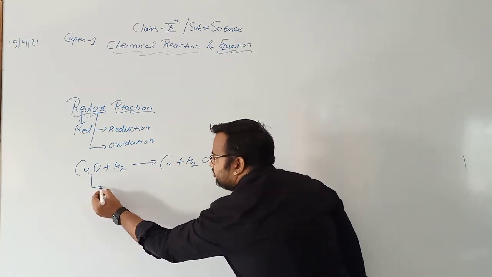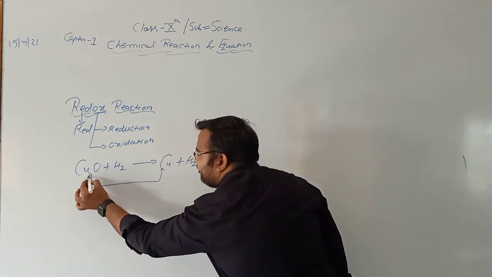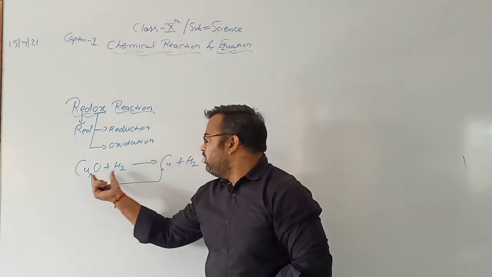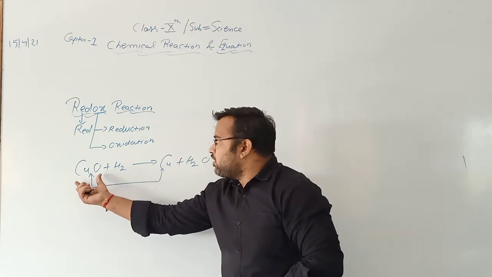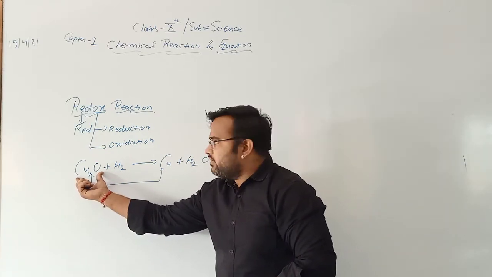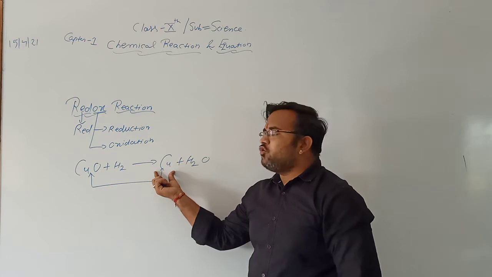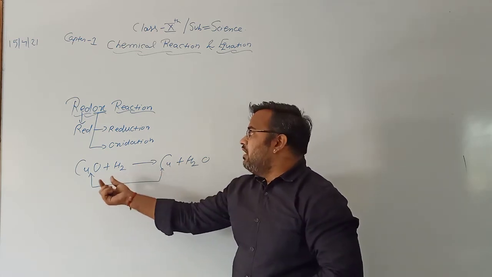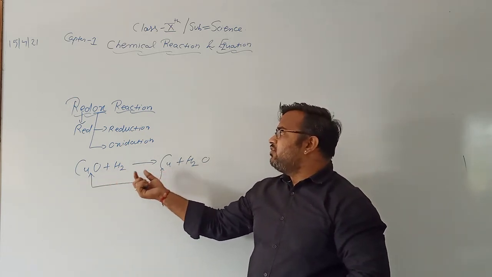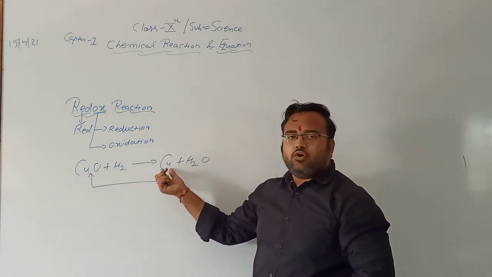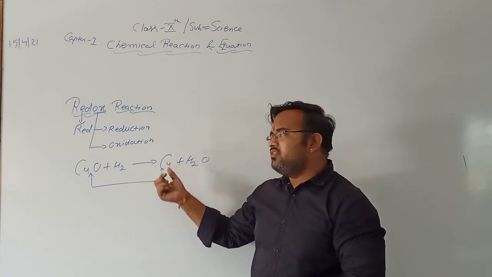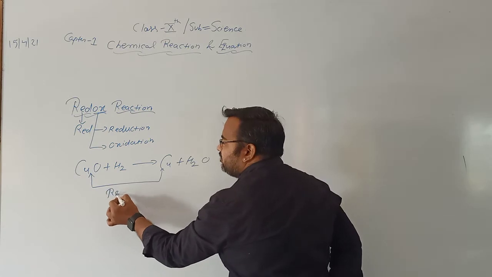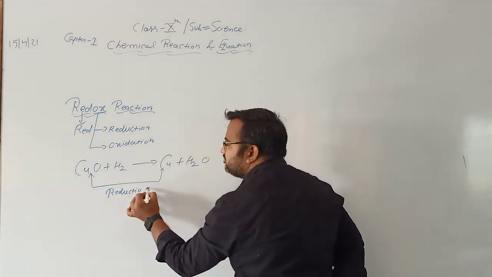Now, from the left hand side, the reactant side, to the product side, we can see copper oxide. Here copper is with oxygen. On the product side, the copper is alone. That means copper is in its elemental state. From left hand side to right hand side, copper has lost the oxygen. So if copper has lost the oxygen, then the reaction is known as reduction reaction.